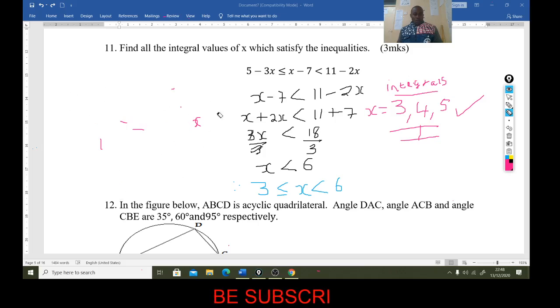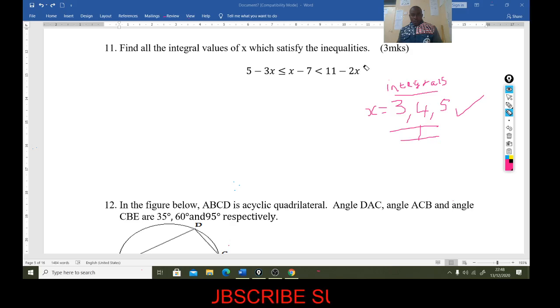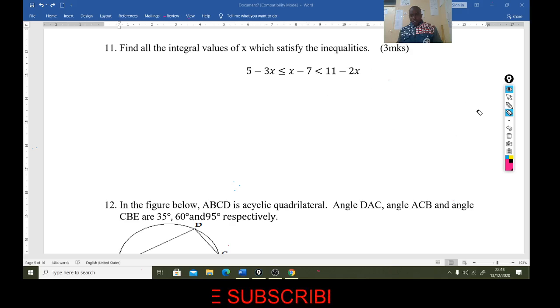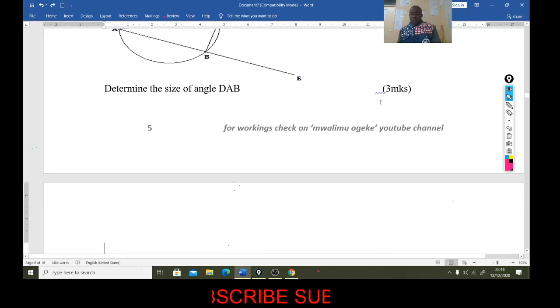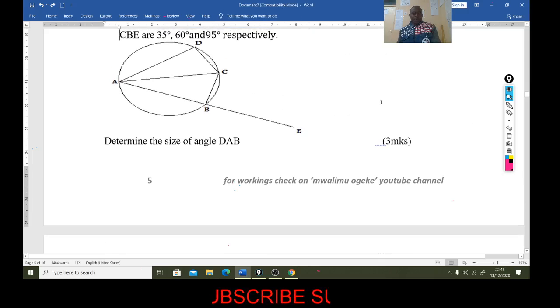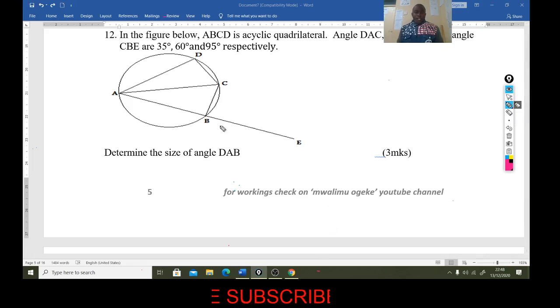Now let us do question number 12. Question number 12, it's all about properties of a circle. In the figure below, ABCD is a cyclic quadrilateral.